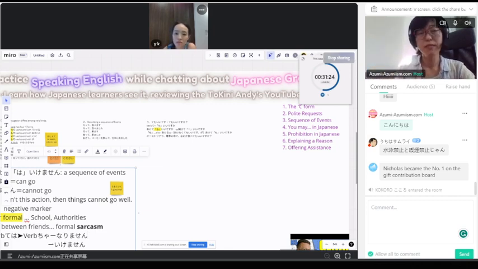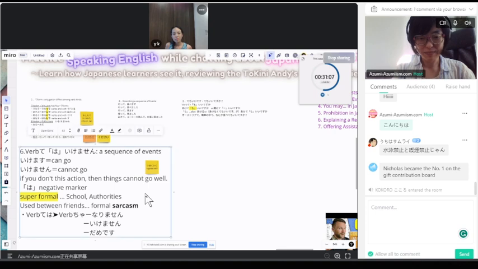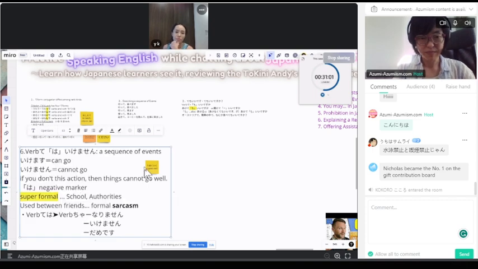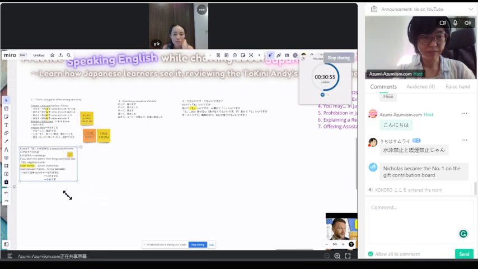So the next section is explaining a reason for something in Japanese, and that is using kara. Now I want to mention that I don't like that Genki teaches this in this way in this lesson. I think they should have taught the other usage of kara first, because it's way more useful and way more common. And that is, kara can be used as a conjunction. You can connect sentences together using kara to mean because.